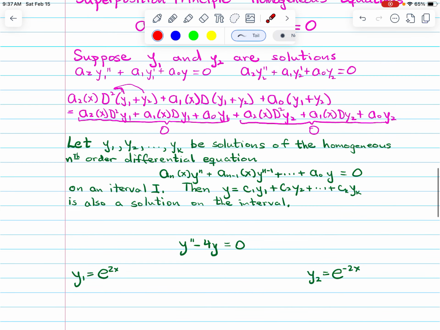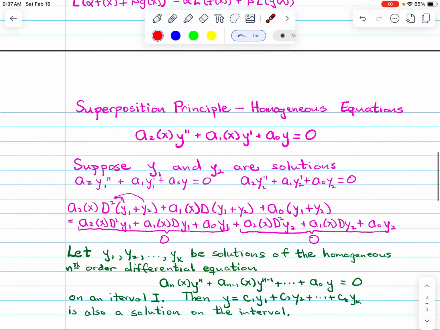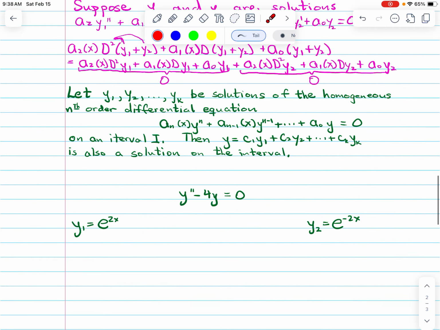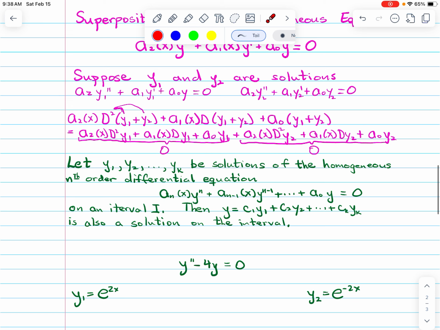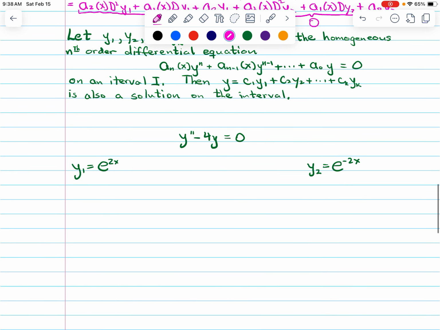Now, by the way, I didn't use this, but we could have done this proof using this notation up here. I ran out of room, but you can see it's the same thing. I can leave that to you to make that connection, but this is the idea. And I showed it was true for a second order differential equation, but you can see how this same argument would hold for an nth order differential equation. Now let's see how this works. Let's look at this differential equation right here.